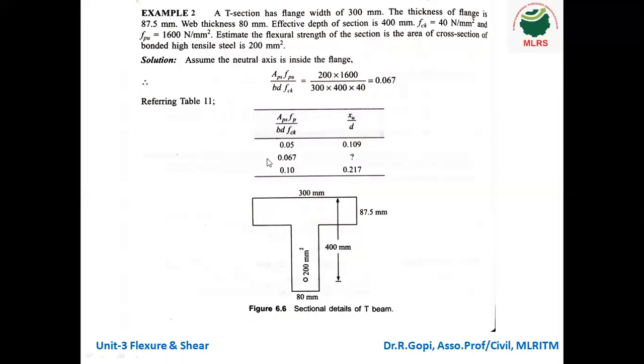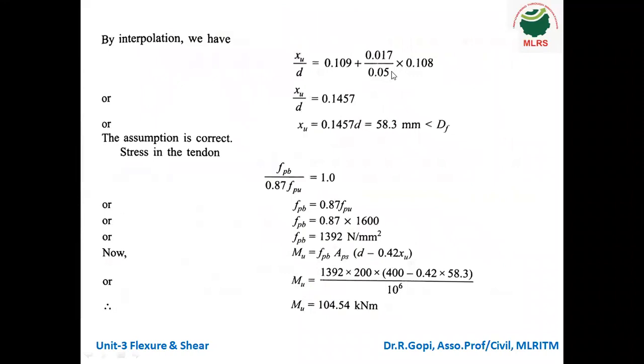So we need 0.067 minus 0.05. From that we got 0.108. Therefore, the XU by D ratio we got... Otherwise, you can do one thing: the calculator has an option. Using that option, you directly get the linear interpolation value. So from this, XU by D value we got 0.1457.